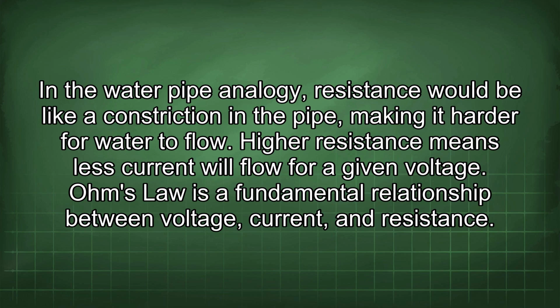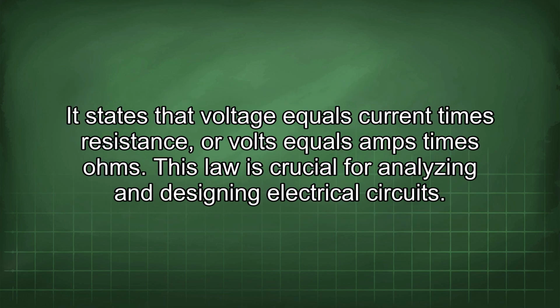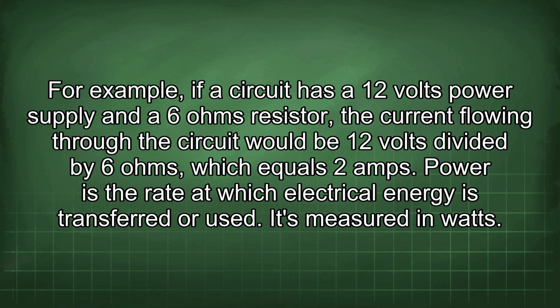Ohm's law is a fundamental relationship between voltage, current, and resistance. It states that voltage equals current times resistance, or volts equals amps times ohms. This law is crucial for analyzing and designing electrical circuits. For example, if a circuit has a 12 volts power supply and a 6 ohms resistor, the current flowing through this circuit would be 12 volts divided by 6 ohms, which equals 2 amps.